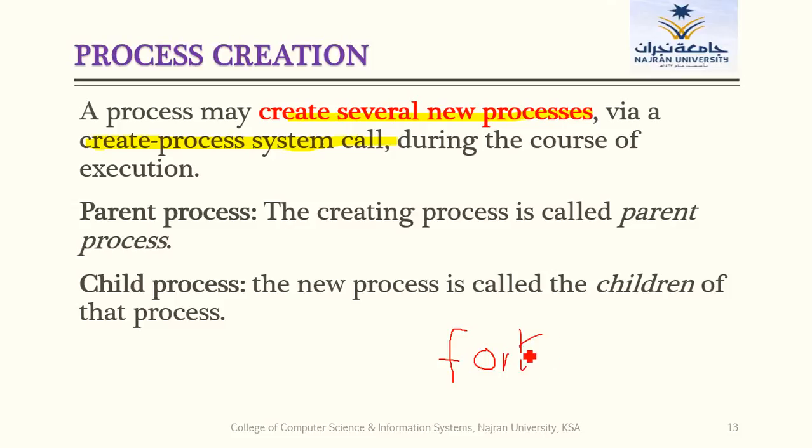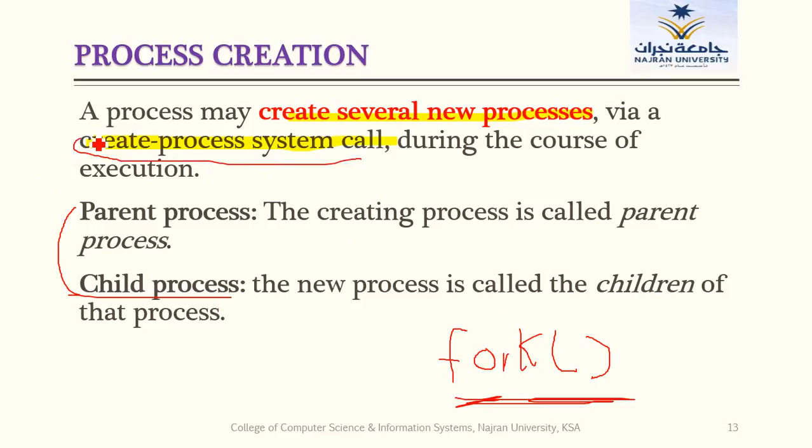fork. Fork is the command that we can use to create a new process. So when we create a new process using this command, that process will be the child process. So we have the concept of parent and child. The creating process is called the parent process. The process that creates another process is called the parent, and the new process is called the child of that process. So which system call do we use to create a process?